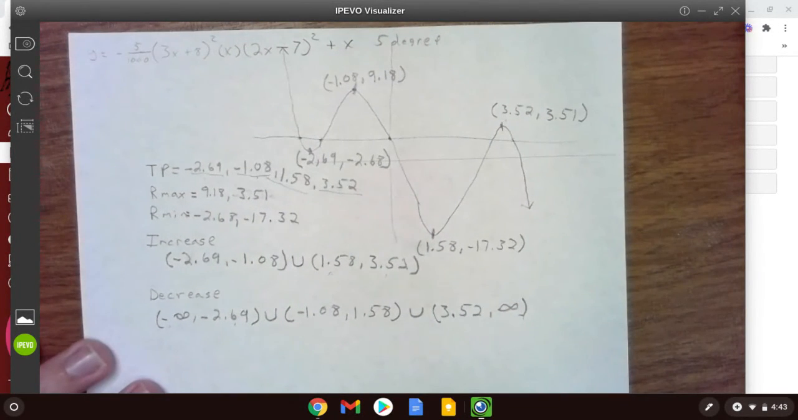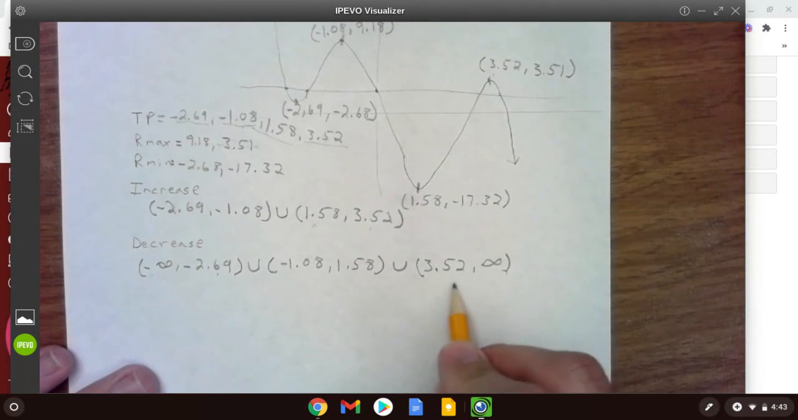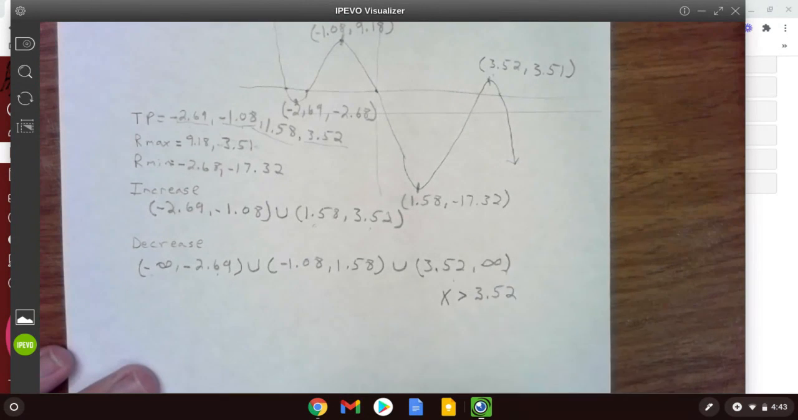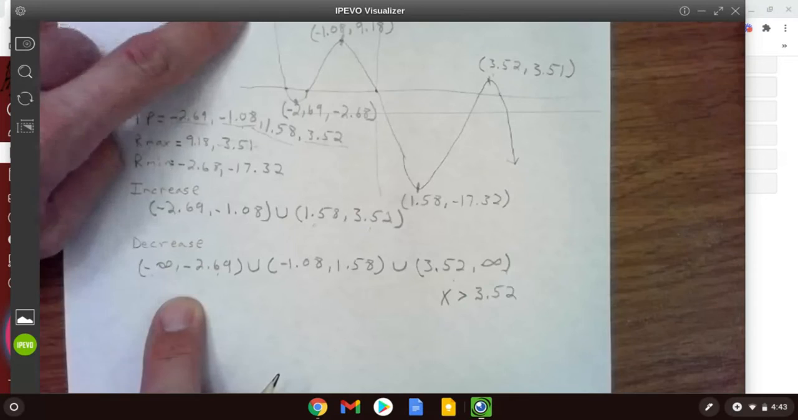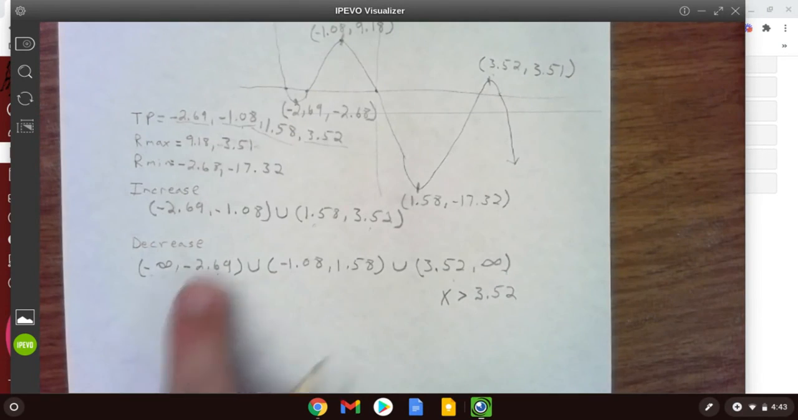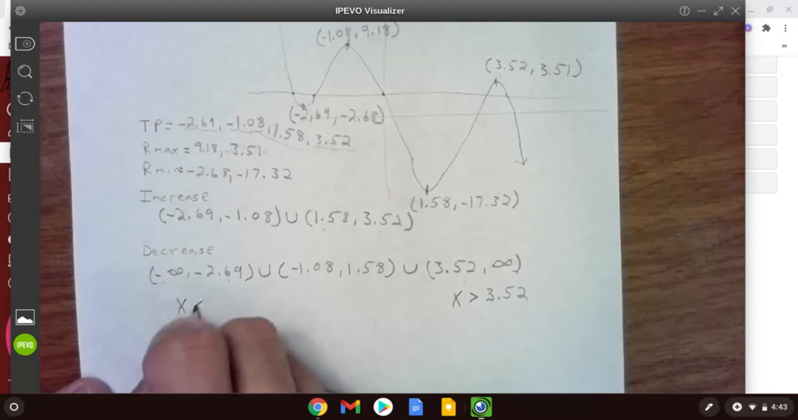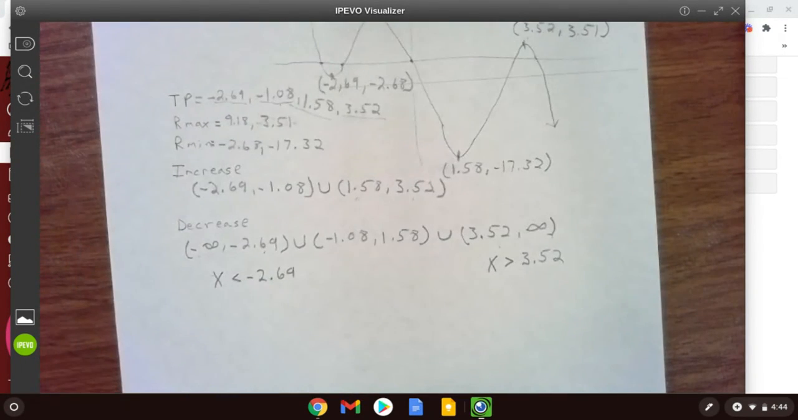I'm not going to do all of them, but if I was doing the algebraic notation, it would be all the x values that are greater than 3.52. For this one, we're describing all this decreasing. So it's all the numbers before negative 2.69. I think that was enough for this one.